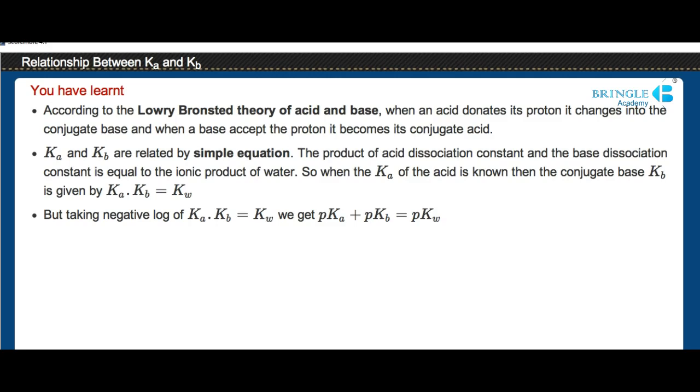You have learnt, according to the Lowry-Bronsted theory of acid and base, when an acid donates its proton, it changes into the conjugate base, and when a base accepts the proton, it becomes its conjugate acid. Ka and Kb are related by a simple equation. The product of acid dissociation constant and the base dissociation constant is equal to the ionic product of water.